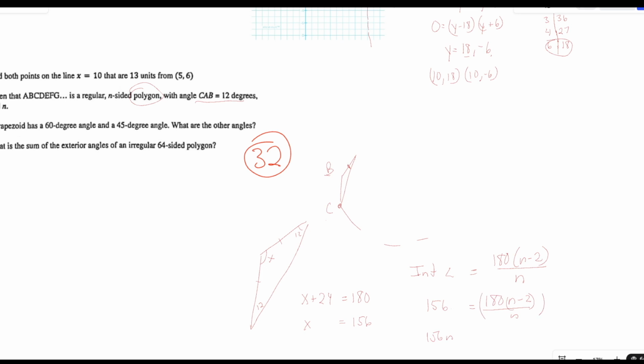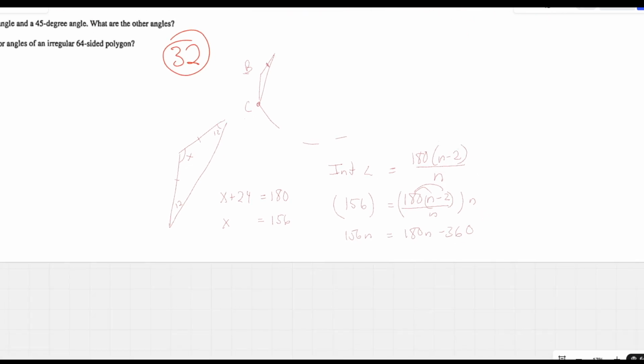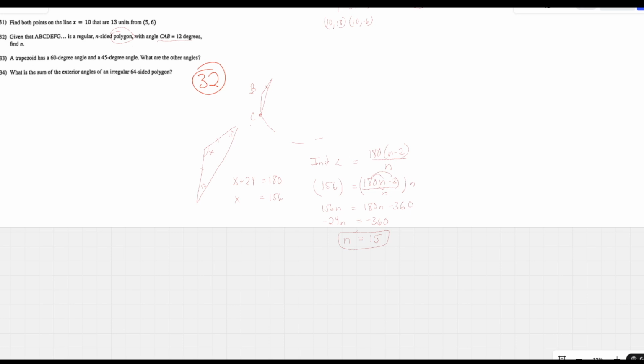So I'll multiply both sides by n to get rid of that denominator. Then I'll distribute this 180. And that looks pretty solvable. All right, so we get a 15-sided polygon.